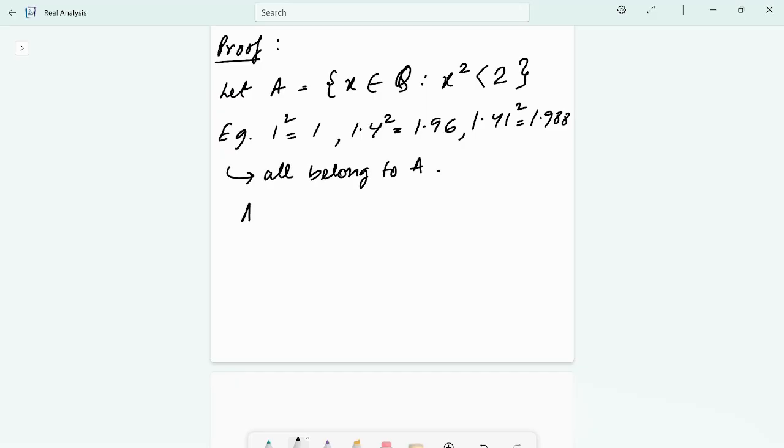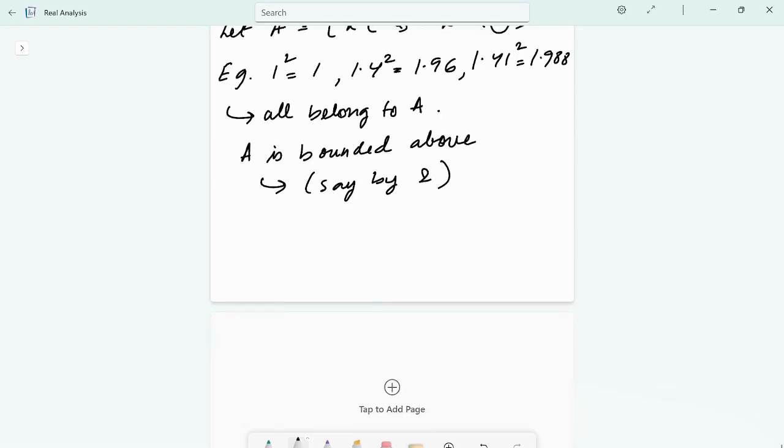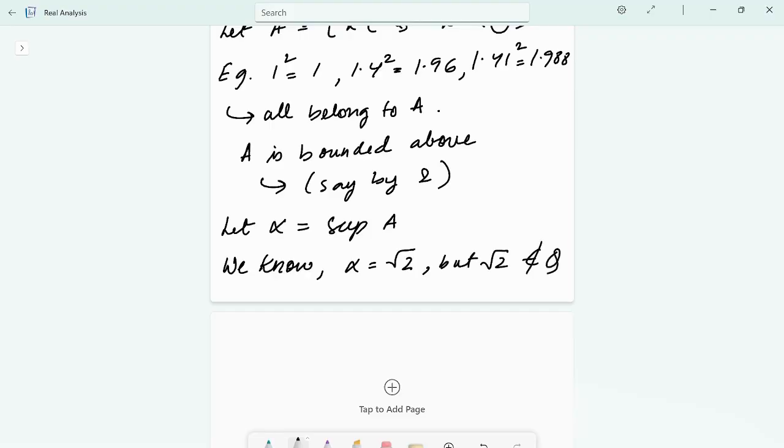Then A is bounded above. Now let's say it is bounded above by 2. Okay, let's say this is our upper bound. Now let alpha be the supremum of A. Now we know alpha is root 2, but root 2 does not belong to the rational set.